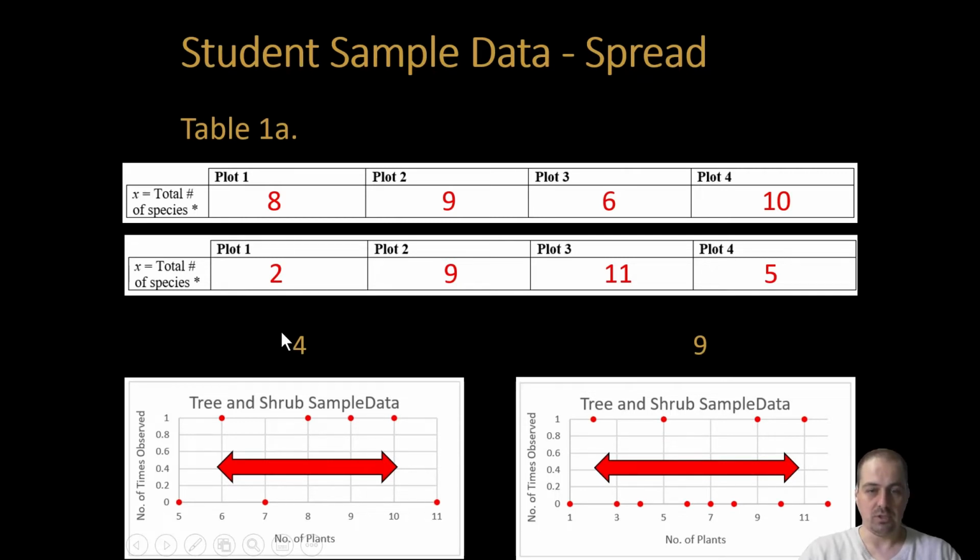These are just quick numbers to describe the spread, but the point is you can see that this data is much more widely distributed compared to this one.